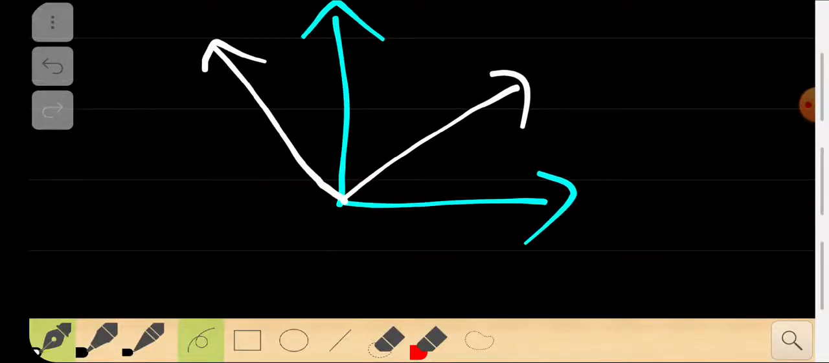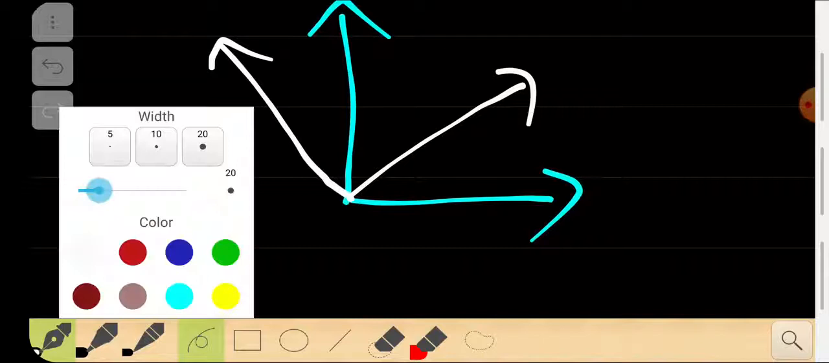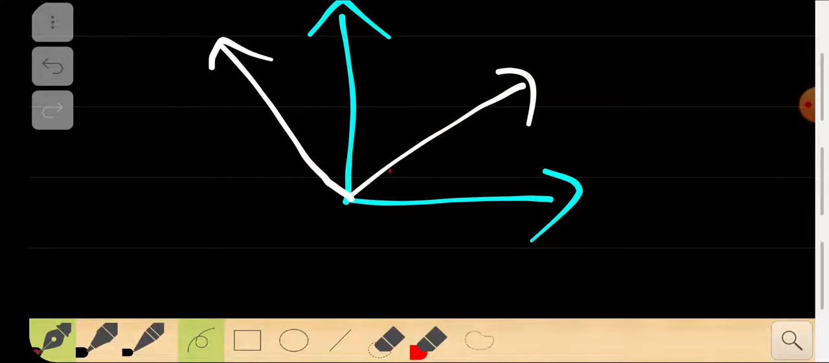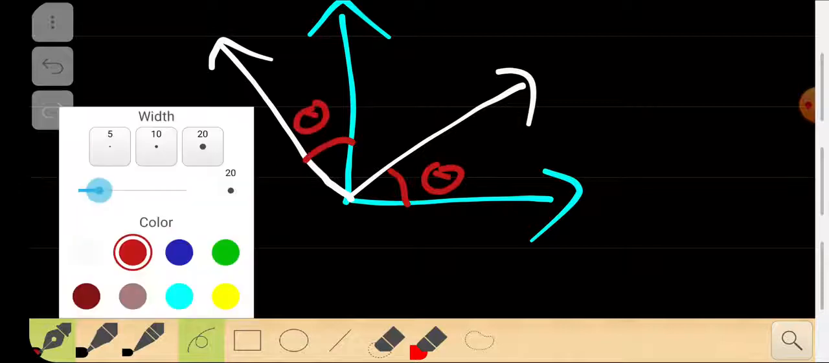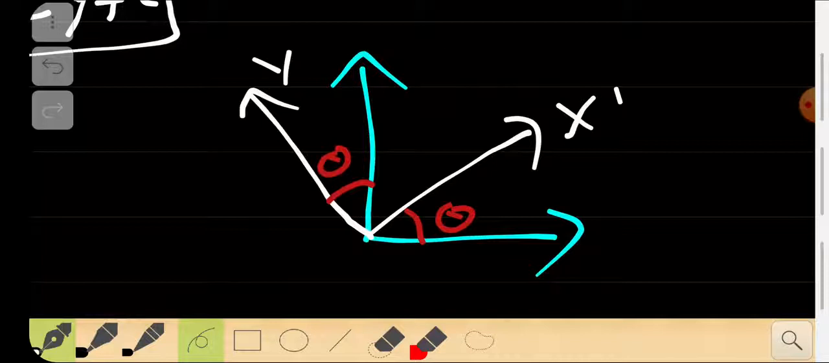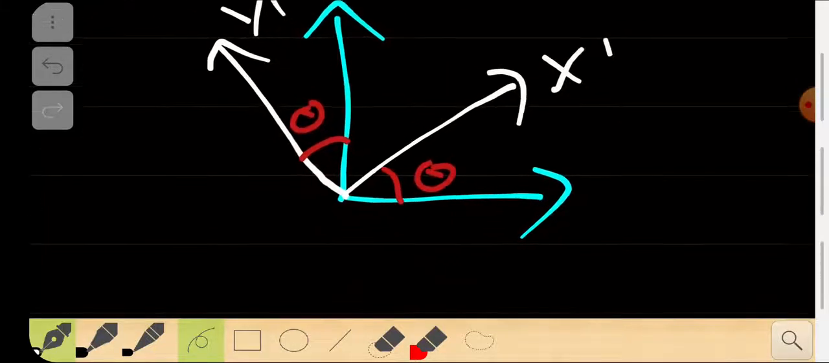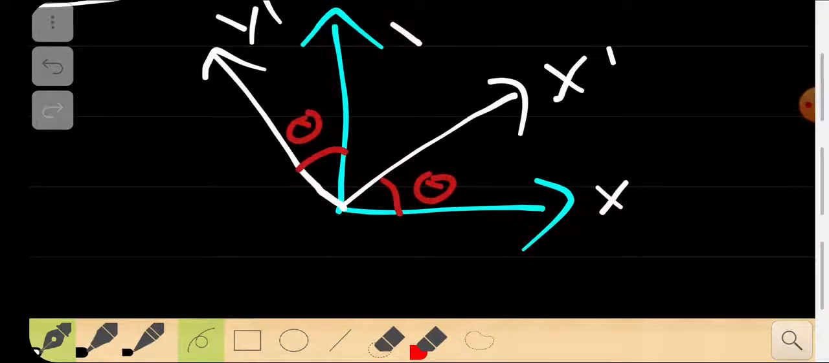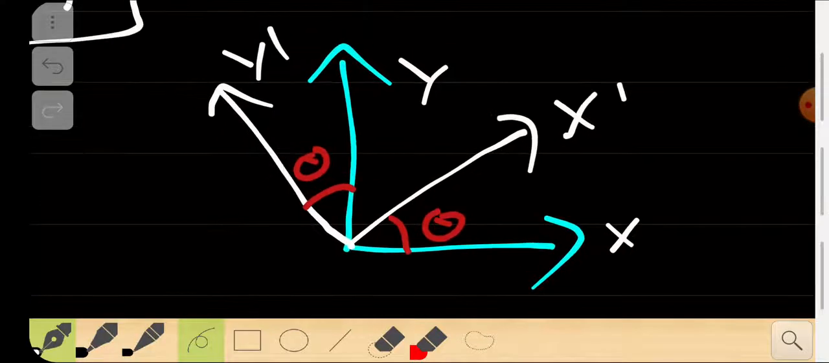Okay, this is the new coordinate system. You see that there is an angle, say theta, of difference in the new coordinate system. So the coordinate system has become, say, x dash and y dash, and the old coordinate system was x and y, right? Now the coordinate system has changed by an angle. You have rotated the coordinate system.